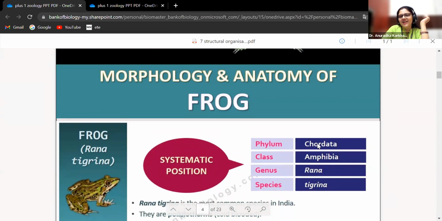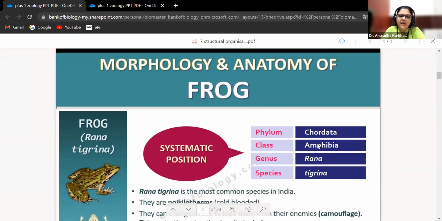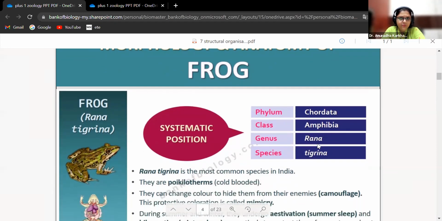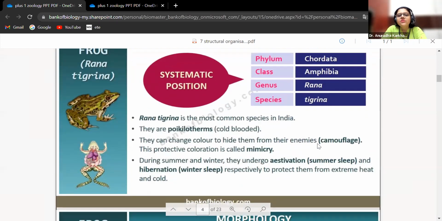So morphology and anatomy of the frog. Okay. Phylum Chordata. You know these are chordates now. Class Amphibia. Genus Rana. Species Tigrina. This is the systemic position of frog. Rana tigrina is the most common species in India. They are poikilotherms, cold-blooded. These are the things that we have seen in animal kingdom.